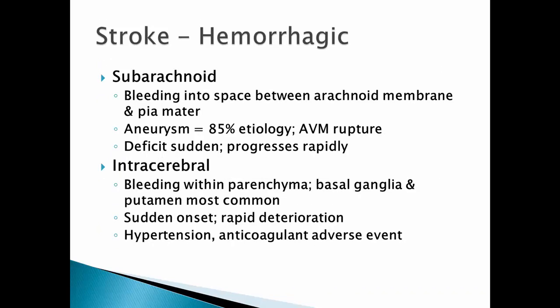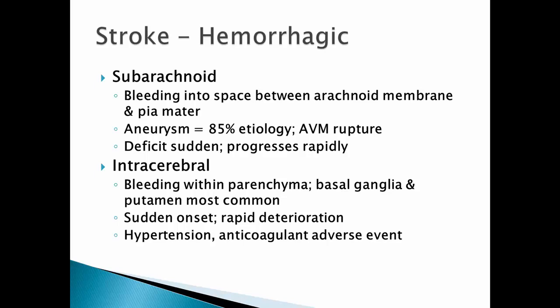So now let's turn our attention to the other large category, which is a hemorrhagic stroke. Remember, ischemic was the vast majority of the strokes that we see, about 80% of the pathology. 20% of strokes are hemorrhagic. When we think about hemorrhagic strokes, we subdivide those into subarachnoid and intracerebral hemorrhagic stroke.